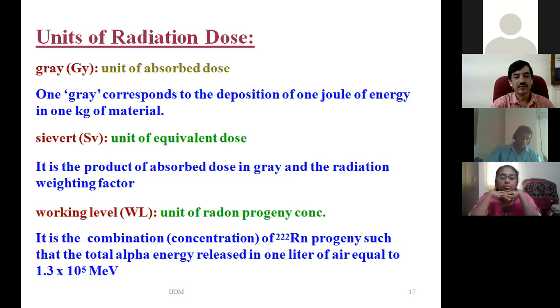Working level is another unit, which is especially used for radon daughter products. It is a combination of radon progeny such that the total alpha energy released in 1 liter of air is equal to 1.3 x 10^5 MeV, because radon progenies have different energies and different half-lives. Combining all the progenies, there are so many progenies in the 3 radioactive decay series. A working level unit is defined in this way. That means it is any combination of radon progeny so that the total energy is 1.3 x 10^5 MeV.